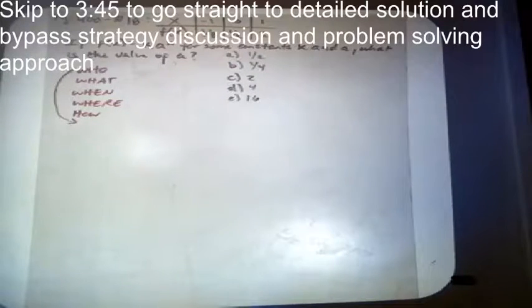Number 18 on page 400 says, let me get my handy dandy book here, the table above shows some values for the function f. If f of x equals k times a to the x for some constants k and a, what is the value of a?